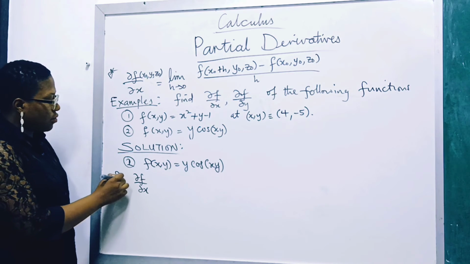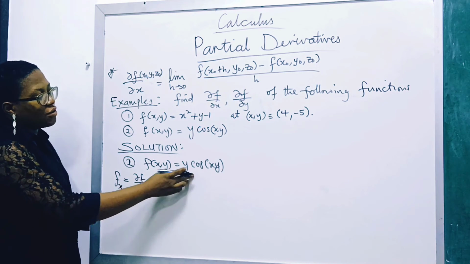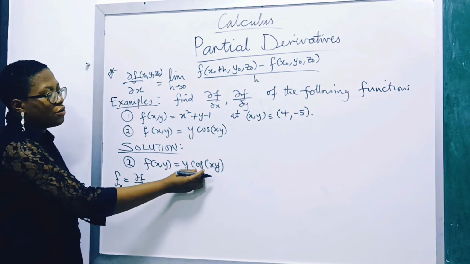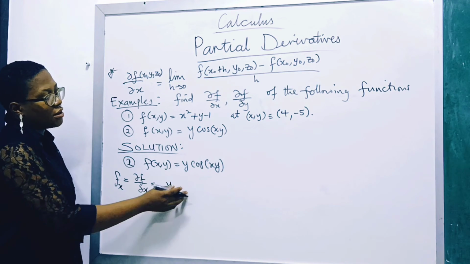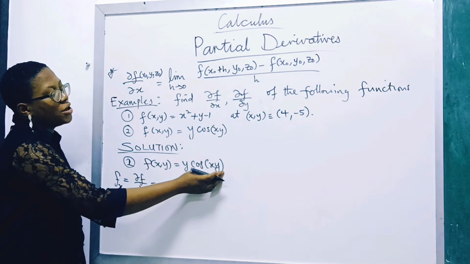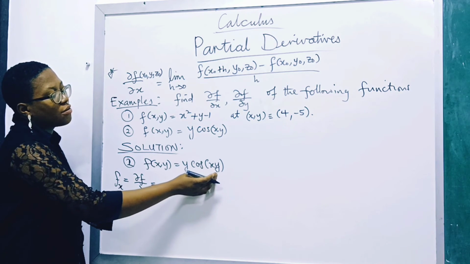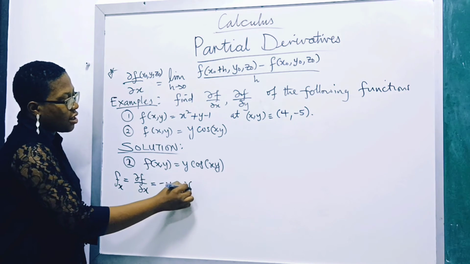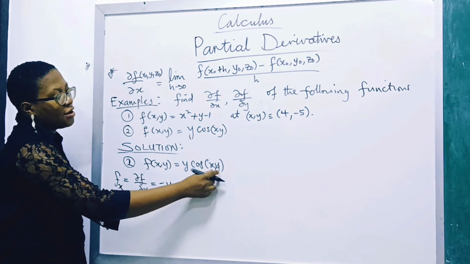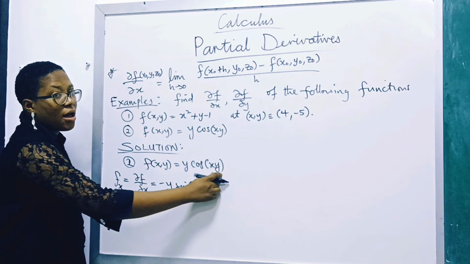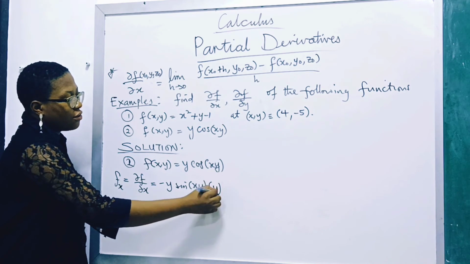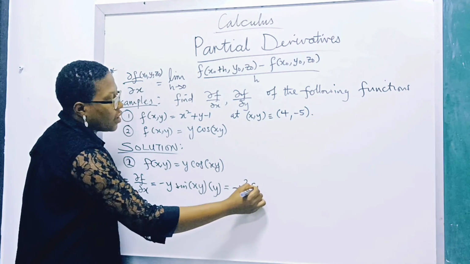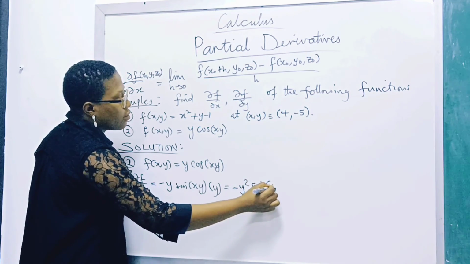So this is equal to, I'm differentiating with respect to x, so I'm seeing y as a constant. I keep my constant, and if I differentiate cos xy, I have minus sine xy. Then I differentiate what is inside, which is just y. So this gives minus y squared sine xy.